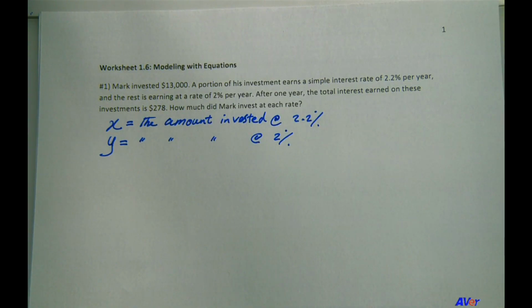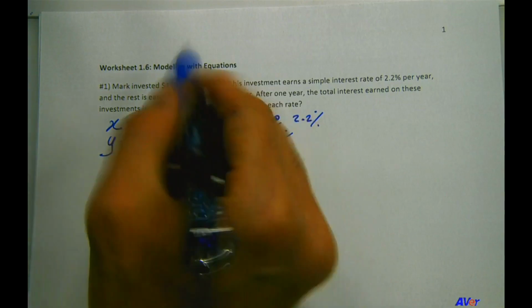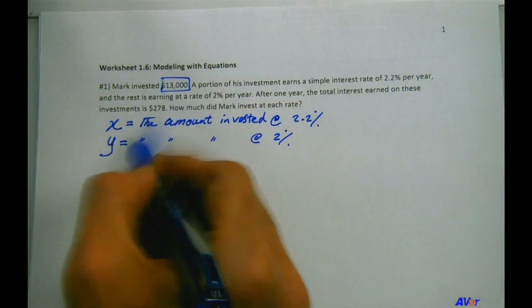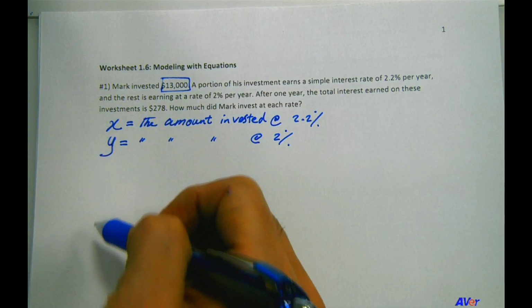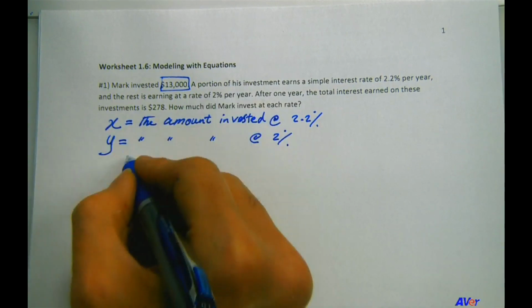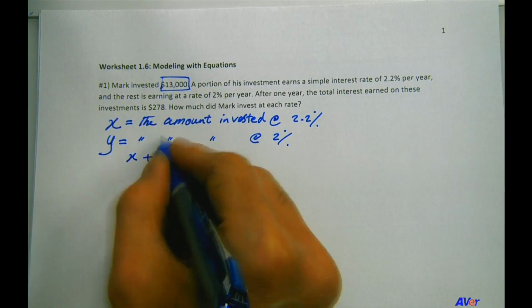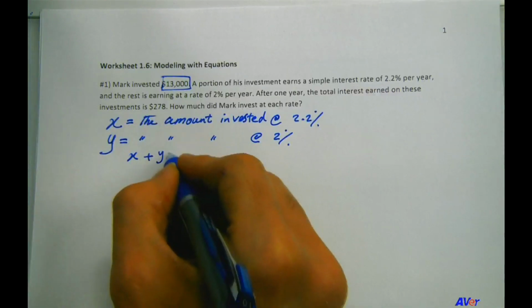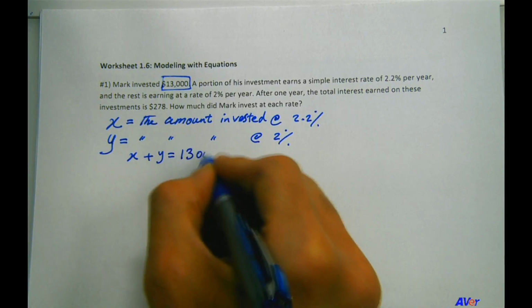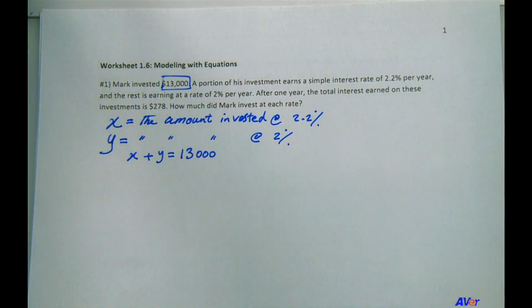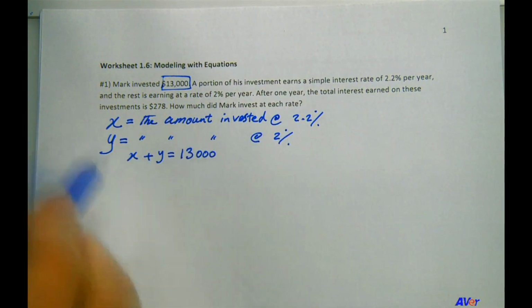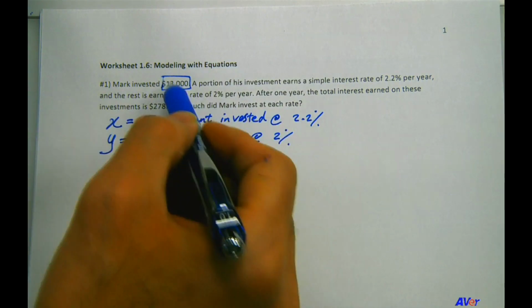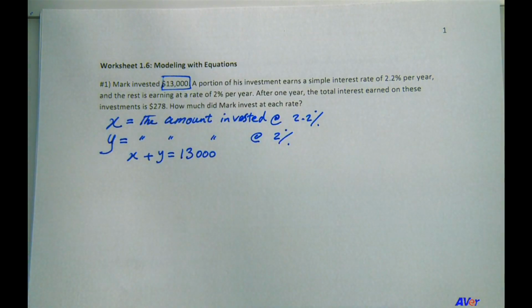Then, because it was $13,000 that went into these two accounts, we can establish a relationship between these symbols. We can write X plus Y: these two accounts must add up to $13,000. And we're not talking about the interest at all. We'll consider the interest in a second. But for now, we know that Mark had this much and he invested it in two accounts that each had a separate interest rate.